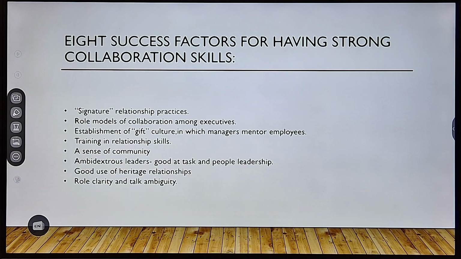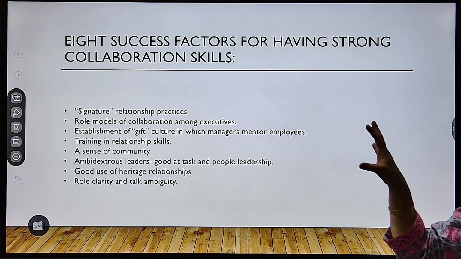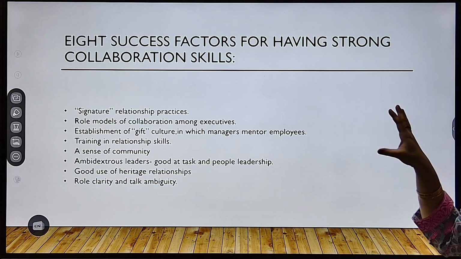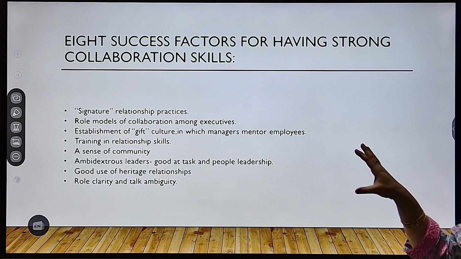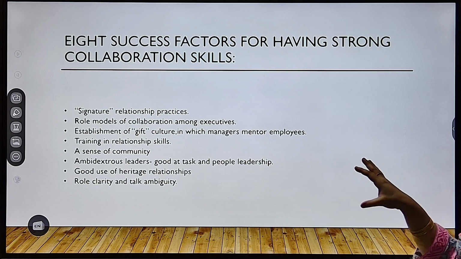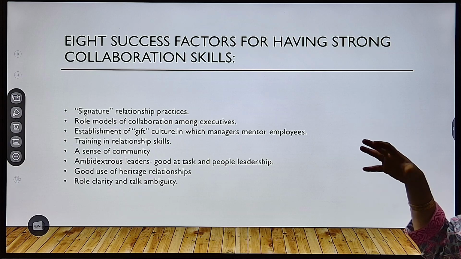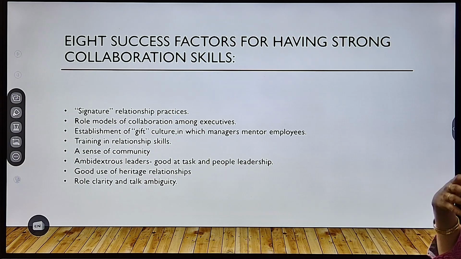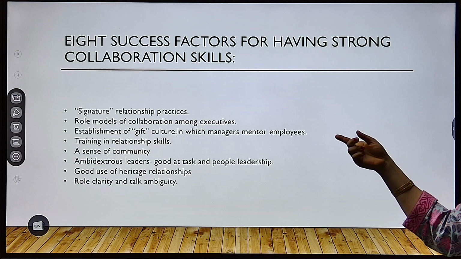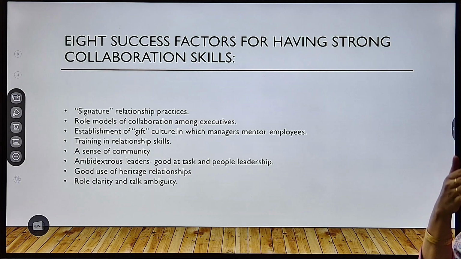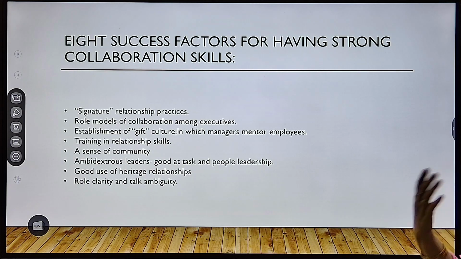Here, the next slide is about 8 success factors for having strong collaboration skills. These things are there in the Harvard Business Review. It is a kind of journal. Different people publish their papers, right? So it is a business journal. Your topic is there. You can go through it online. The explanation given is a little short. For better understanding, you can go through the examples, okay?